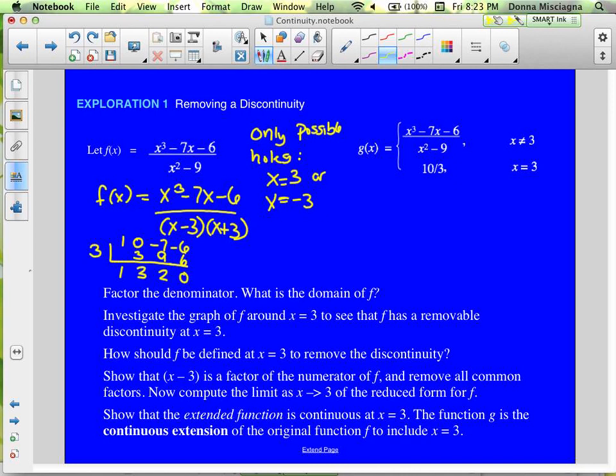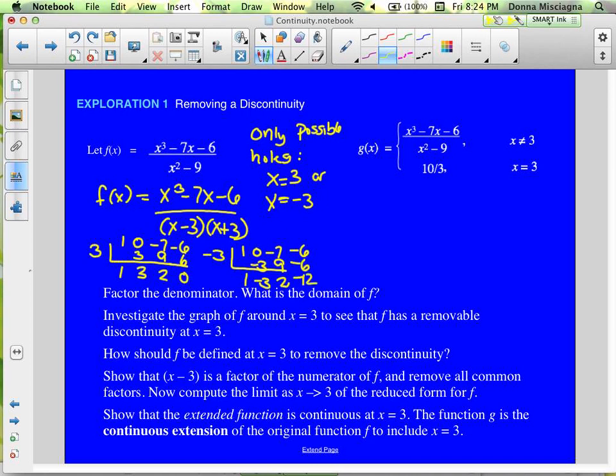How about negative 3? Is that also a factor? Let's find out. Again, 1, 0, negative 7, and negative 6. Bring down the 1, multiply by negative 3, add, negative 3. Multiply, we get 9. Add, we get 2. And no, that's not a factor, because we get negative 12.